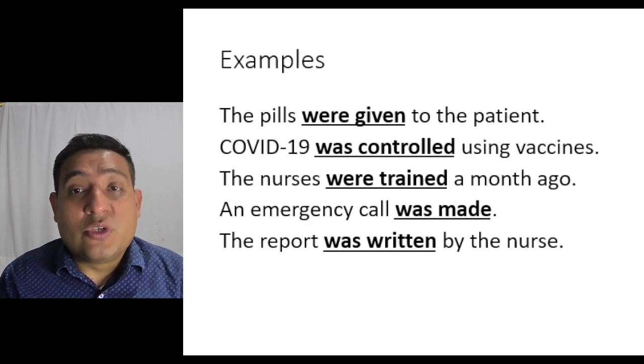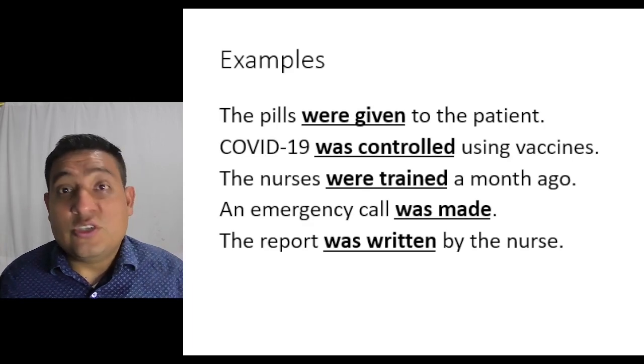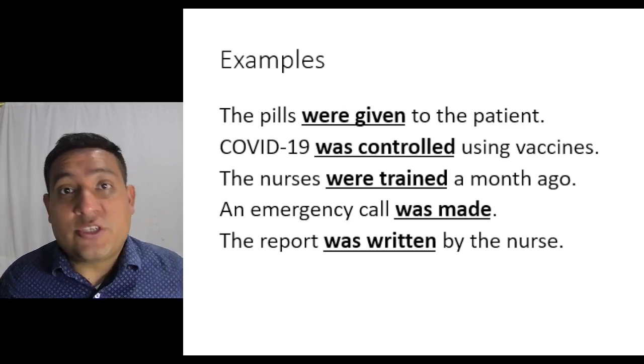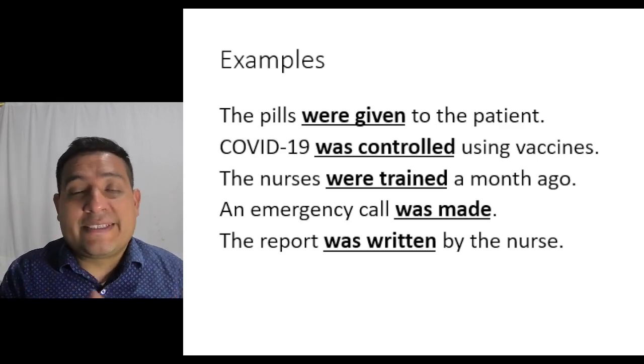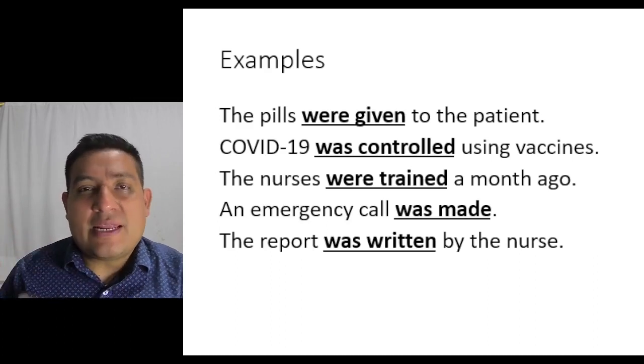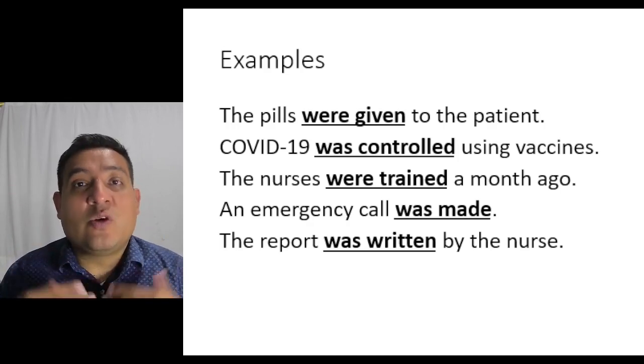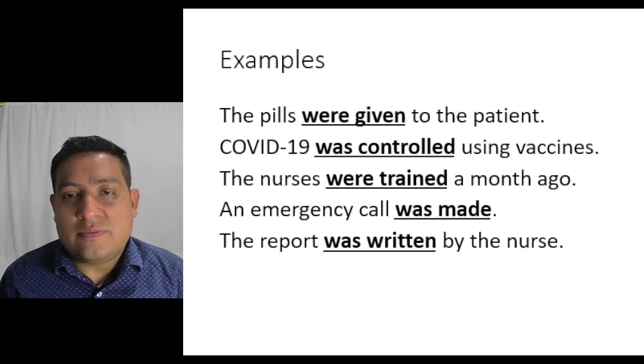The next example, the nurses were trained a month ago. Who trained the nurses? Maybe a specialist. We would say a specialist trained nurses a month ago. That would be an active voice sentence. But the passive voice would be the nurses were trained a month ago.